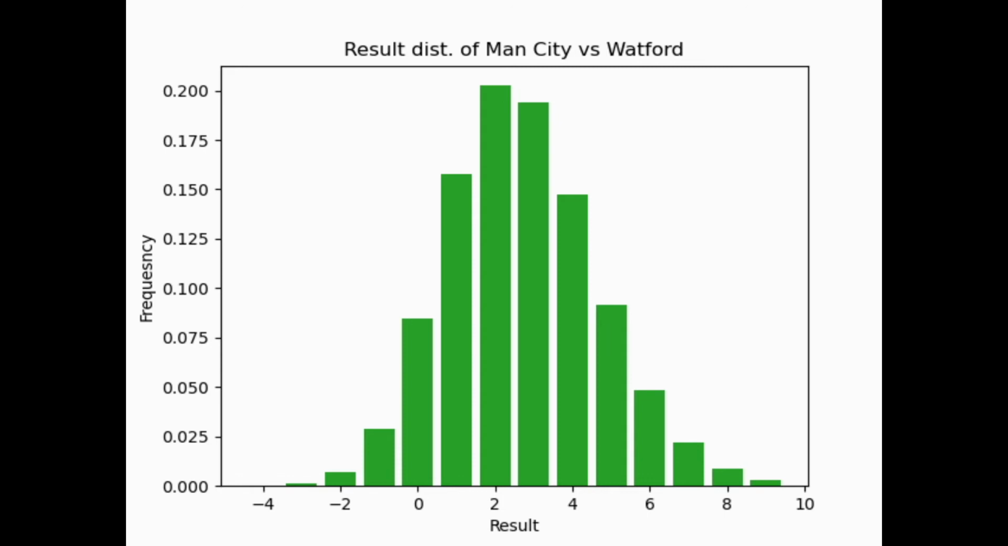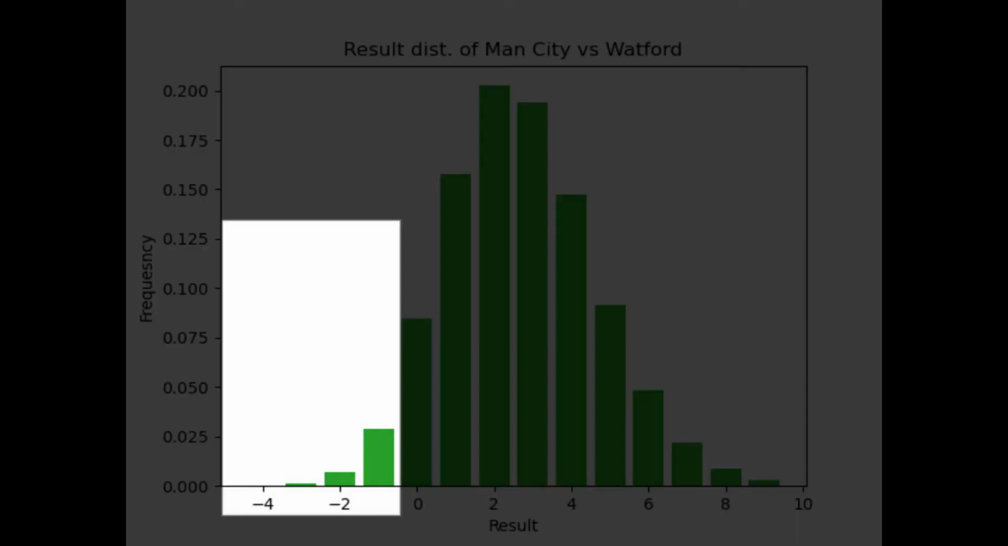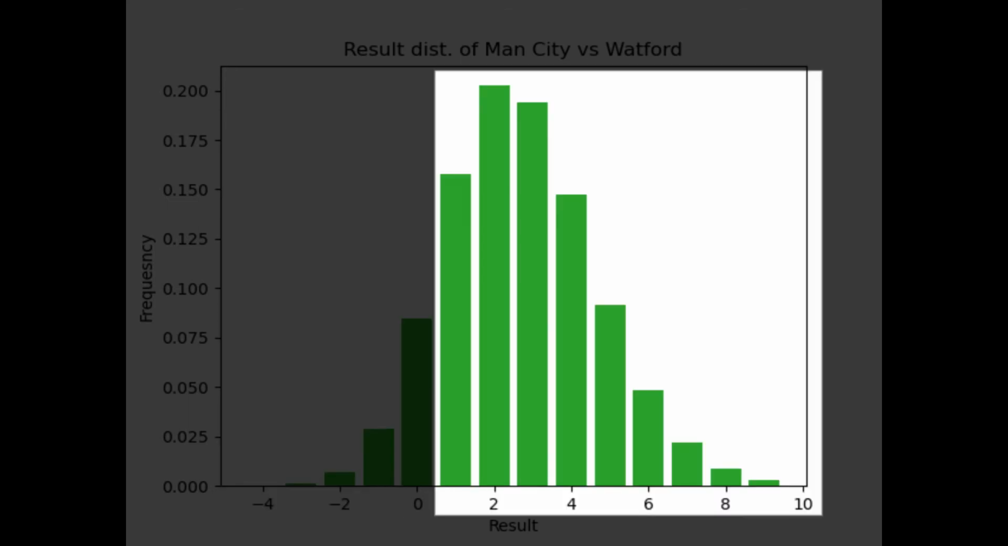To get the probability of an away win then, all we have to do is sum the probabilities associated with the negative values. To get the probability of a home win, all you have to do is sum up the probabilities relating to positive values, and the probability of a draw is just the probability that result is equal to 0.